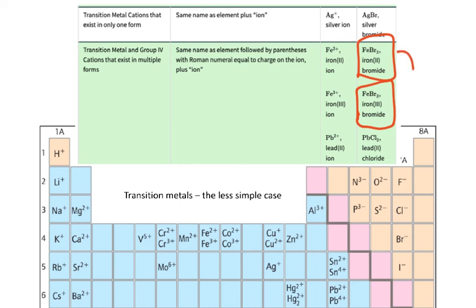And you can see in these two cases why the Roman numerals are needed. Because if you just said iron bromide, we would not know which one we were talking about. So we always need to use Roman numerals if it has multiple possible charges.